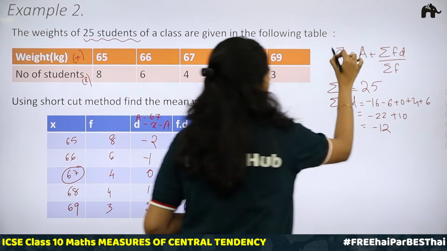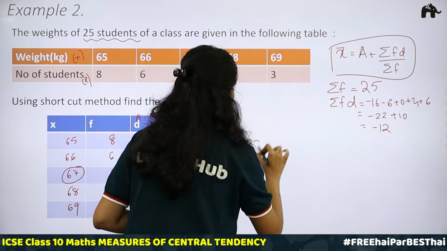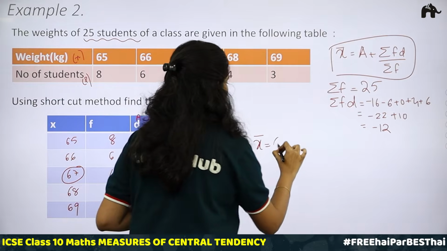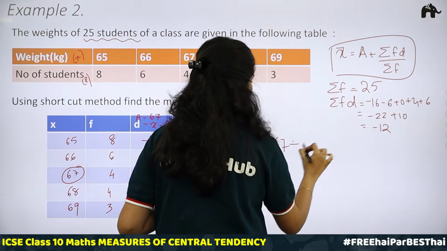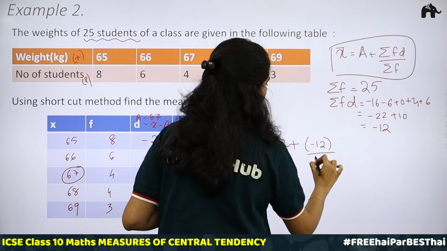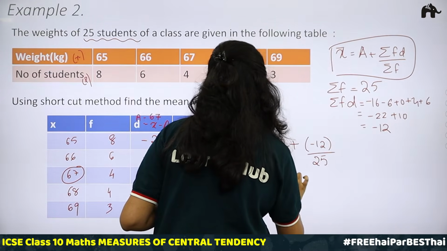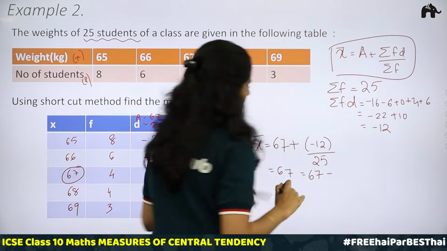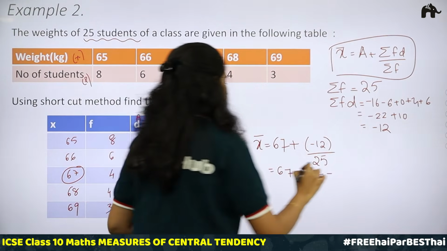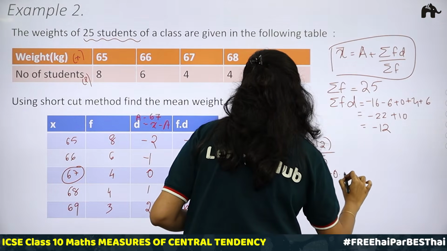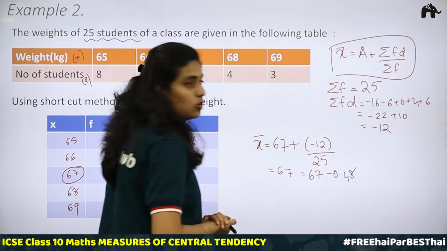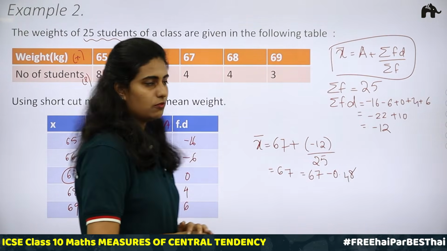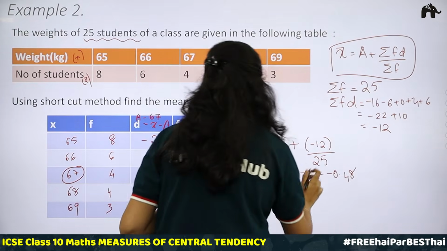Next, I am taking the formula to find mean. X bar is equal to A plus sigma FD divided by sigma F. Here A value is equal to 67. 67 plus minus 12 divided by 25. So, when you divide, you will be getting 0.48. 12 divided by 25 is 0.48. We have to subtract the 0.48 from 67.